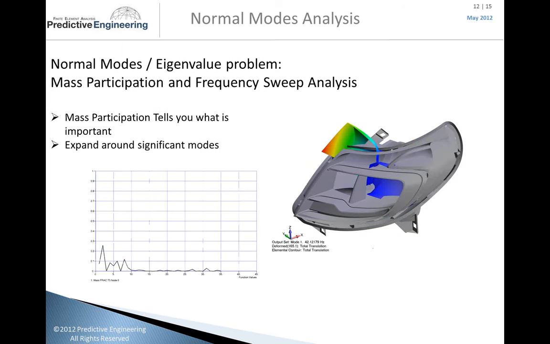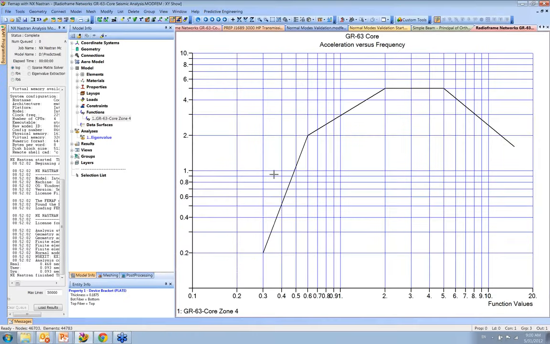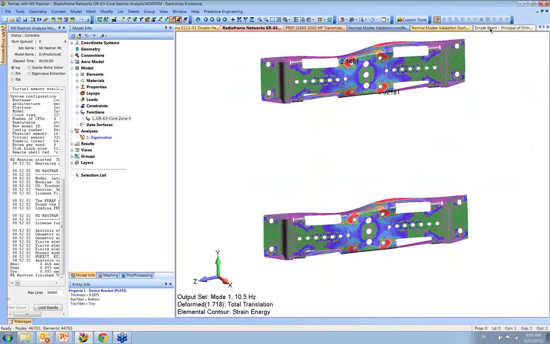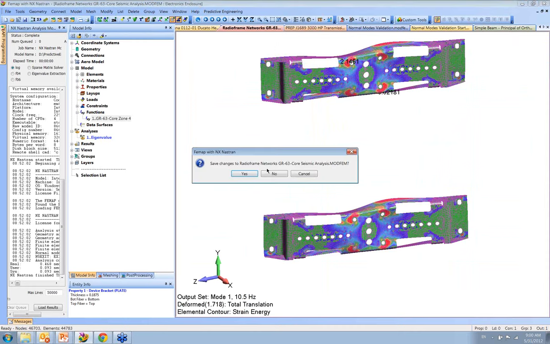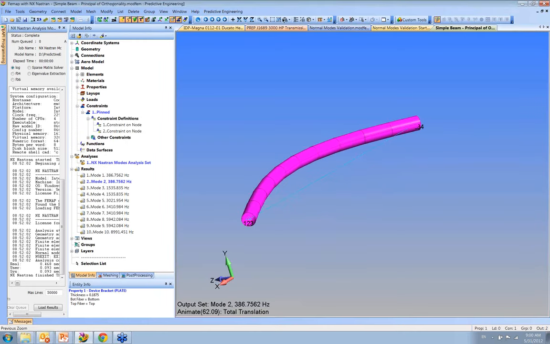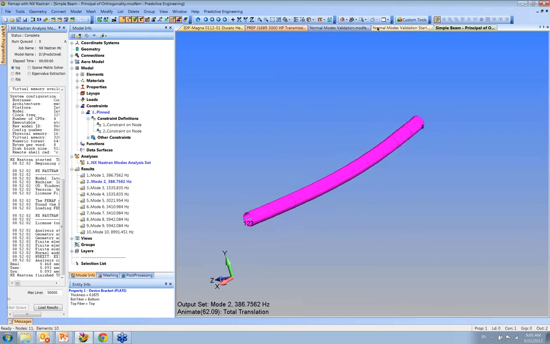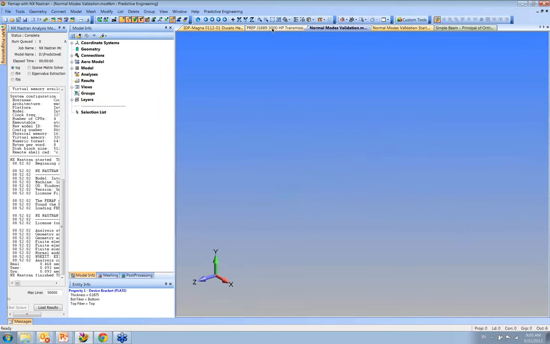There we go. Mass participation and frequency sweep analysis. Let's find out where that is. I'm going to have to close some things. You can see I get carried away with tabs. Close that. Come back here. Radio frame, that was a fun project. Nope. Simple beam. No, I thought I saved that.